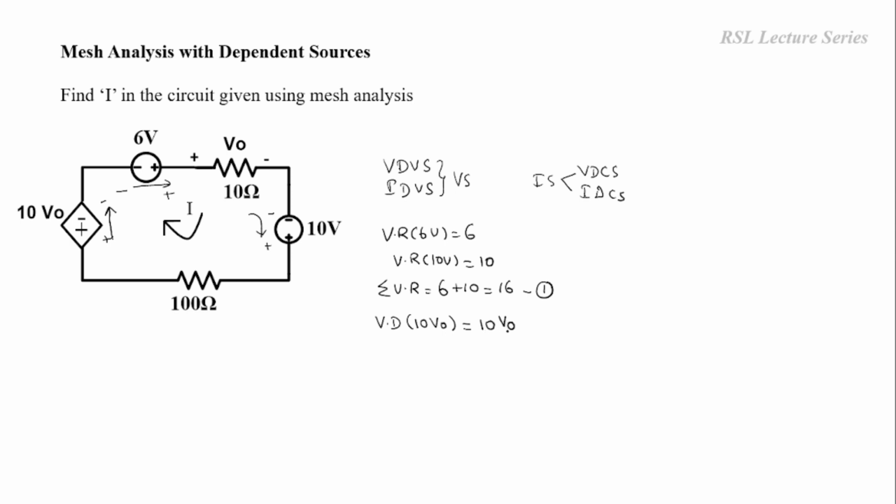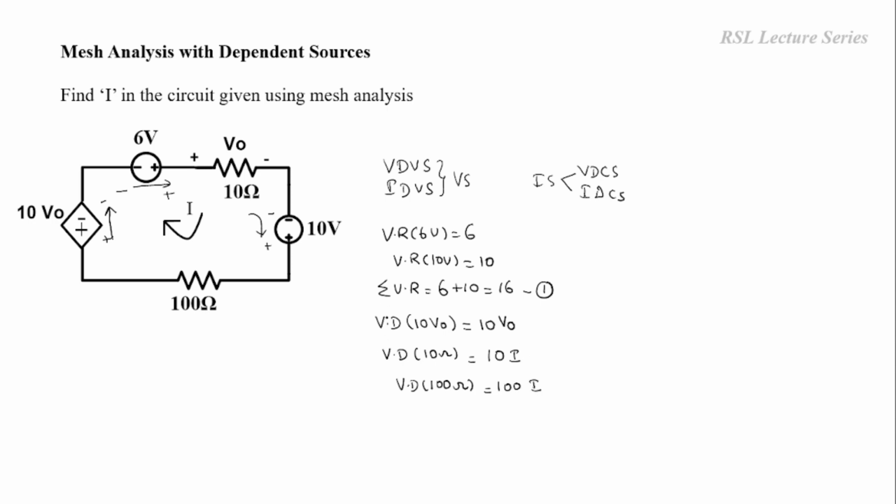The value is given as 10 into V0. For the time being, we'll write it as 10 V0 only. Next we have to write down the voltage drop across the 10 ohm resistor. The current flowing through this 10 ohm resistor is I, and the resistance value is 10. By Ohm's law, V is equal to I into R, so 10 into I is the voltage drop across the 10 ohm resistor. Next, the voltage drop across the 100 ohm resistor. The current flowing through this 100 ohm resistor is I only, and the resistance value is 100, so 100 into I.